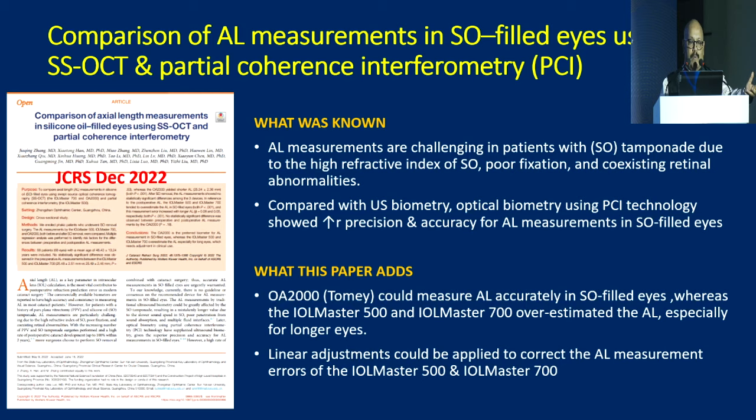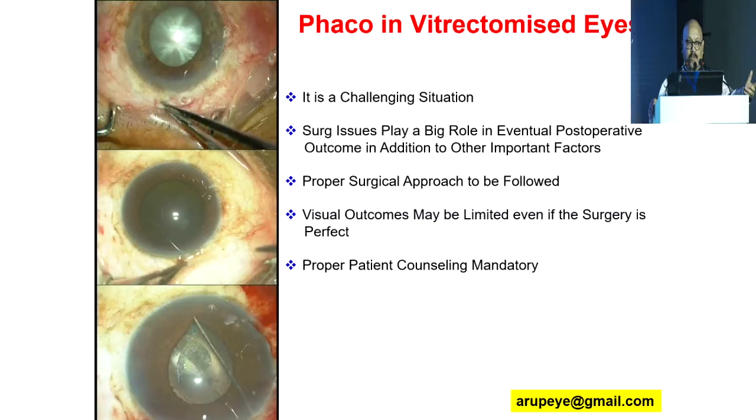And there's another paper that showed that it is not any optical biometer that is going to give a good result in silicone oil filled eyes. It was clearly shown here that the OA-2000 by Tomey gives a more accurate axial length compared to the IOLMaster 500 and IOLMaster 700. So those who are using the OA-2000 will have a better outcome, with more precise axial length measurement. So friends, in summary, it is a challenging situation.